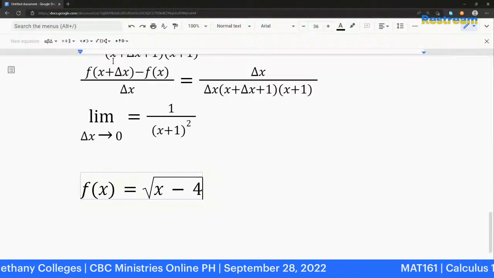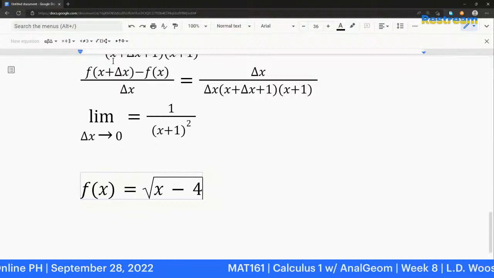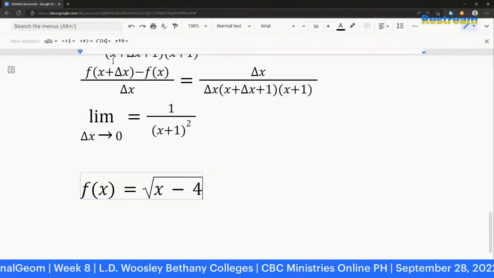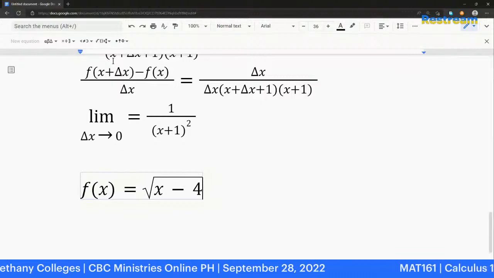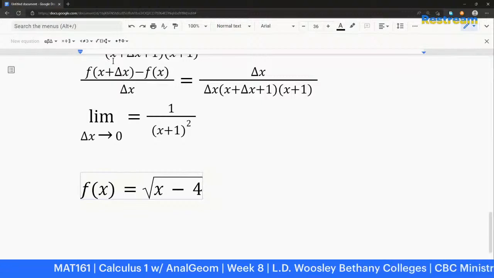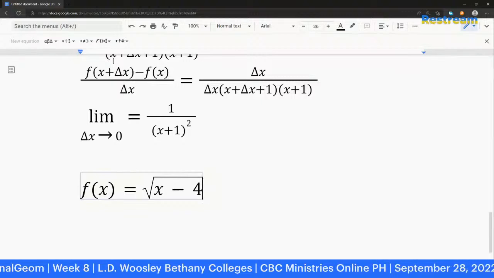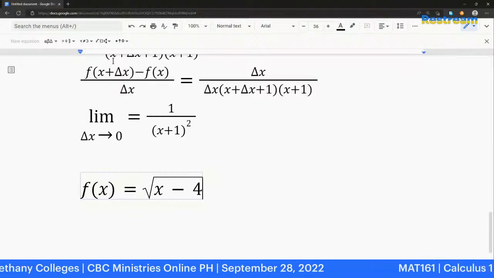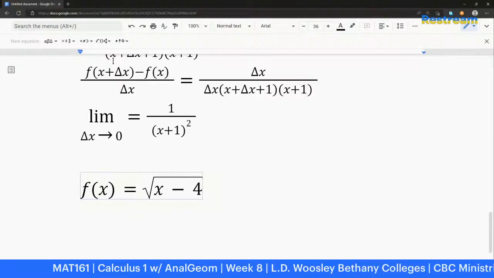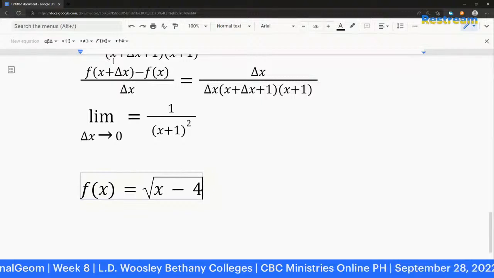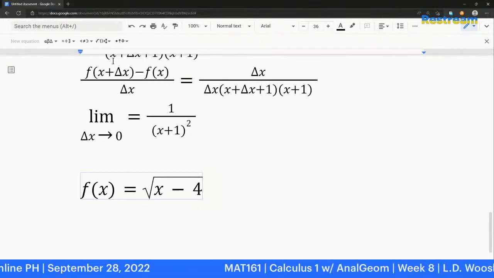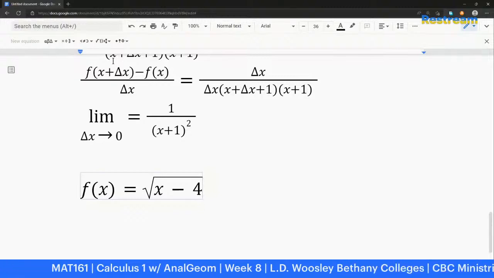Nawala si Josh, Josh, nawala ka pala, Josh. Wala si Josh. Sige, tutulungan ko na kayo yung hint, ha.